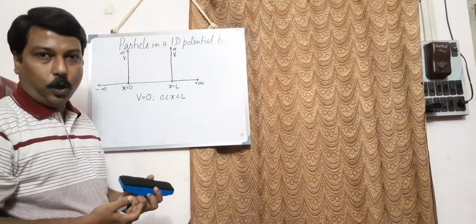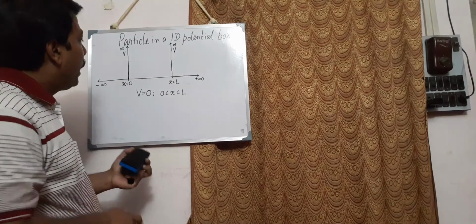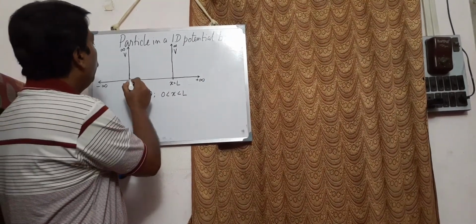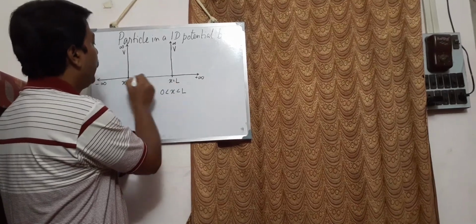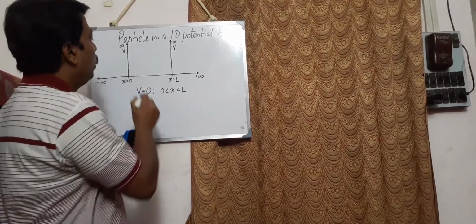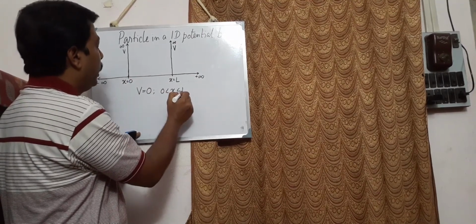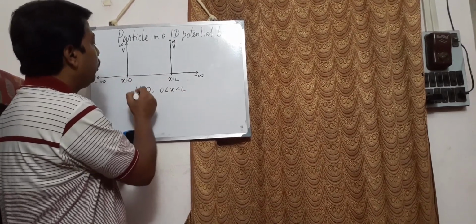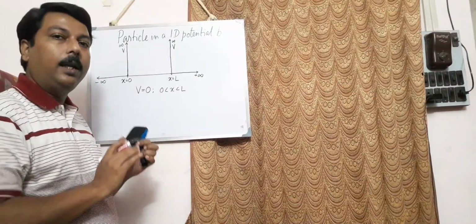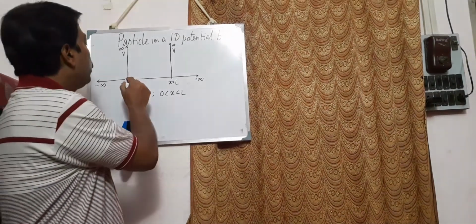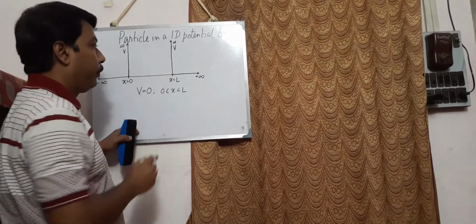It may be an electron or a marble or a cricket ball, whatever you like, and that particle is free to move between x equal to 0 and x equal to L along this line. So in this region between x equal to 0 and x equal to L, the potential on the particle is 0. There is no force acting on the particle and the particle is free to move. So it can be anywhere between x equal to 0 and x equal to L.